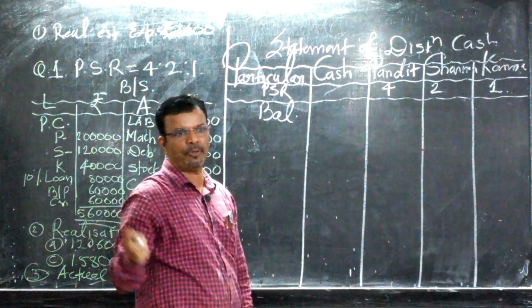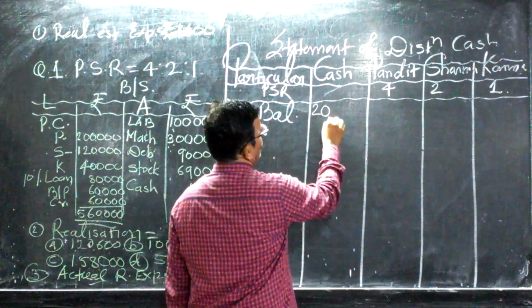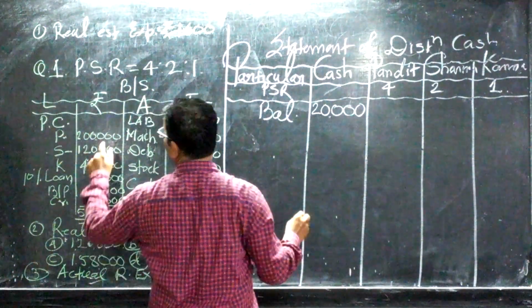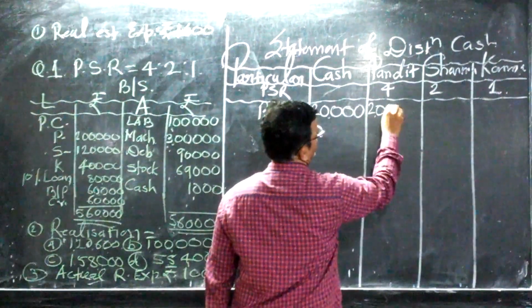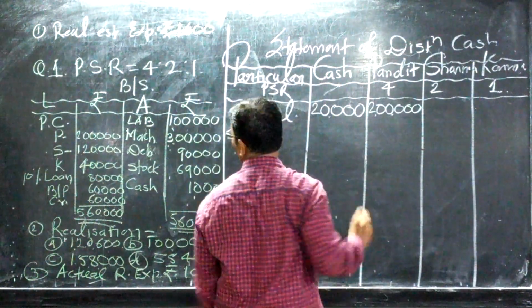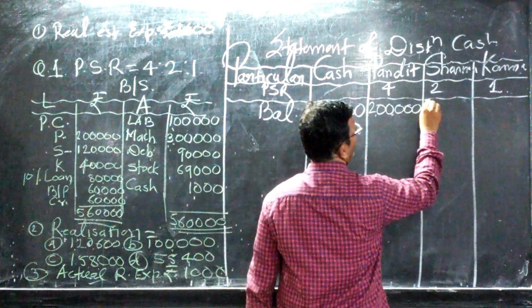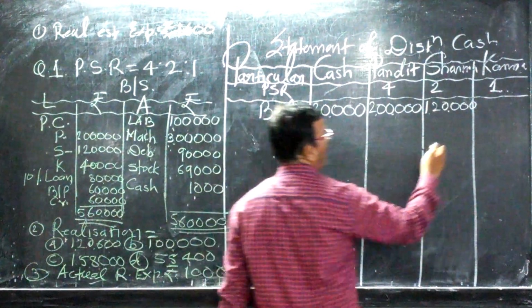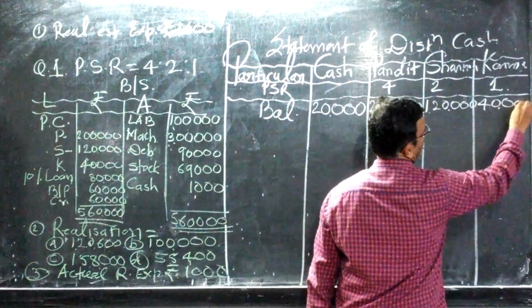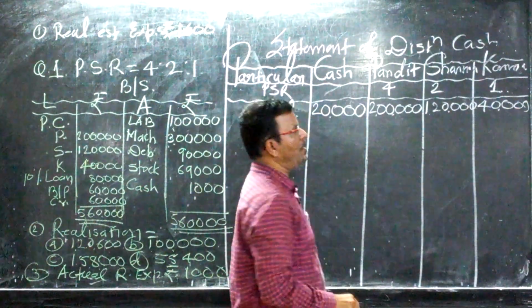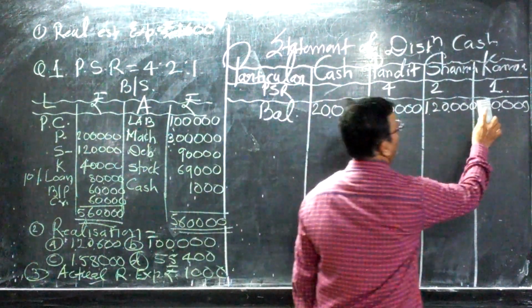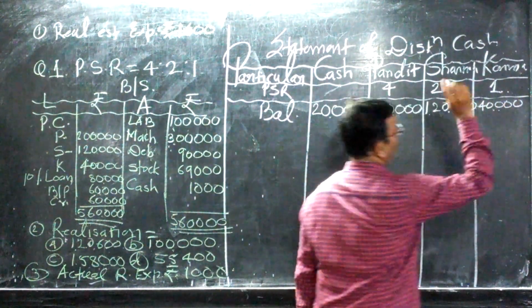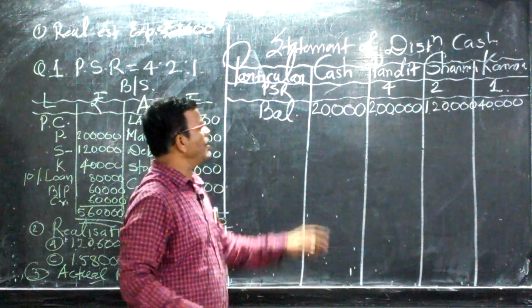Look, last time the balance we have is 20,000. 20,000 is left with us, right? Pandit has to be paid 2 lakhs. Sharma, how much you have to pay? 1,20,000. And Karma, how much you have to pay? 40,000. So we are going to pay 40,000 to Karma.